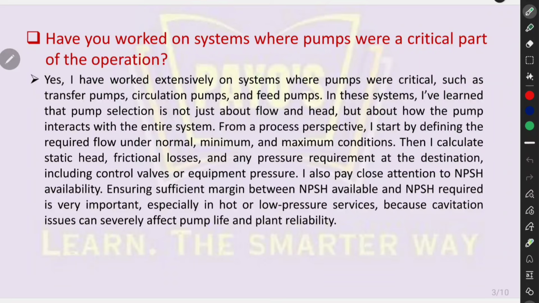I also pay attention to the NPSH availability. Ensuring sufficient margin between NPSH available and NPSH required is very important, especially in hot or low pressure services, because cavitation issues can severely affect pump life and plant reliability. Let's say a pump is frequently tripping in operation. From a process perspective, what are the first things you would suspect?